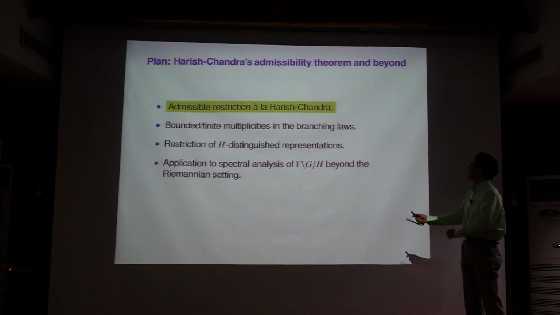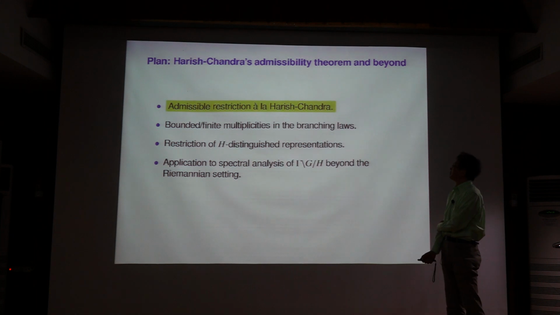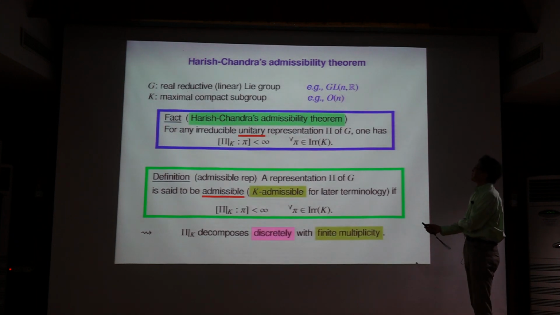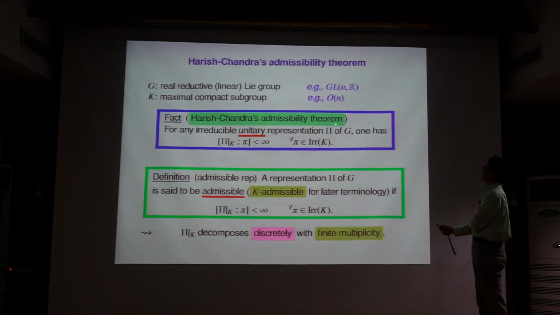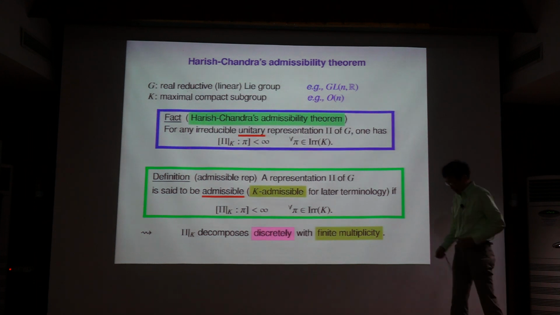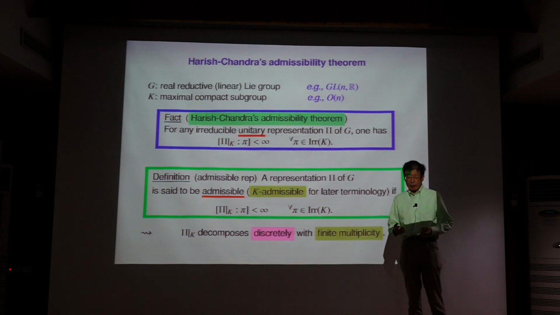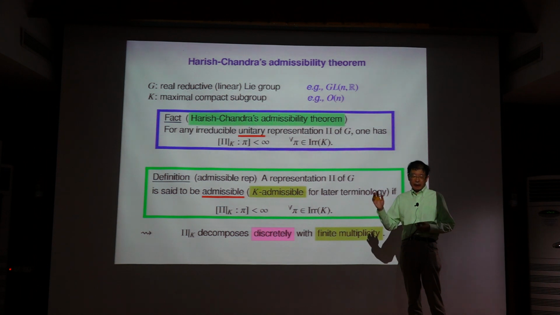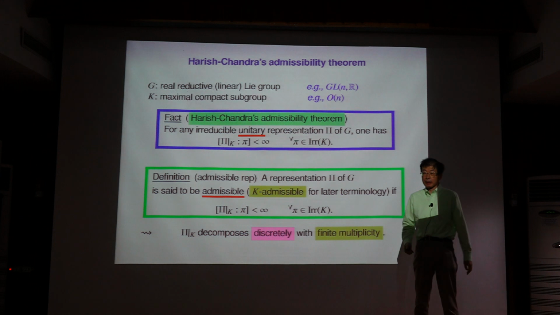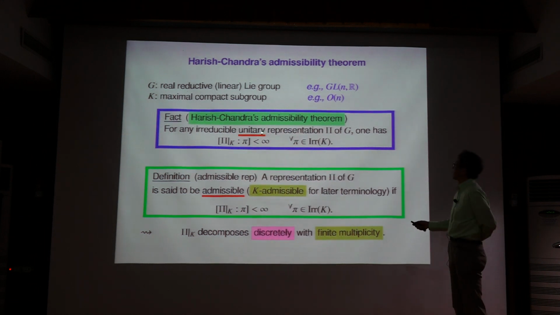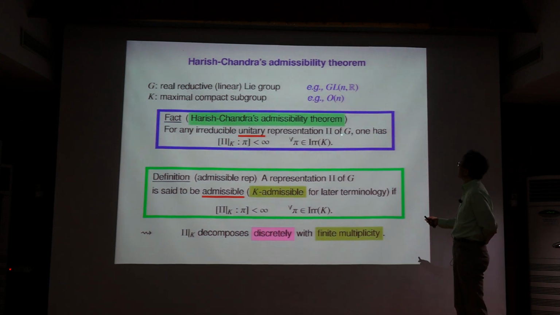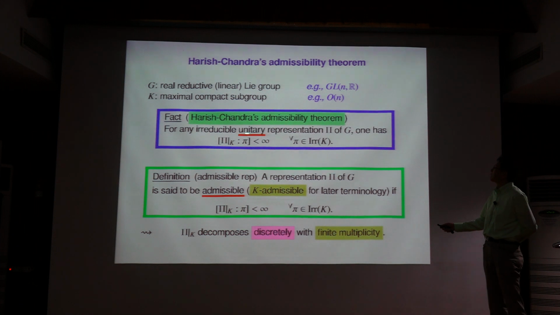So let me start with recalling Harishchandra's celebrated admissibility theorem. G is a real reductive linear Lie group, and K is a maximal compact subgroup. This admissibility theorem later became the foundation of the algebraic approach of (g,K)-modules, so-called Harishchandra modules. But not only that, it, for example, gives a proof that reductive groups are type 1 in the sense of von Neumann algebras. The statement says that for any irreducible unitary representation of a real reductive group, each K-type appears at most finitely many times.